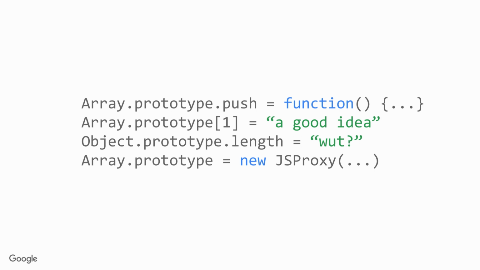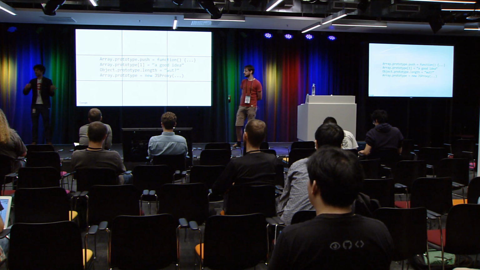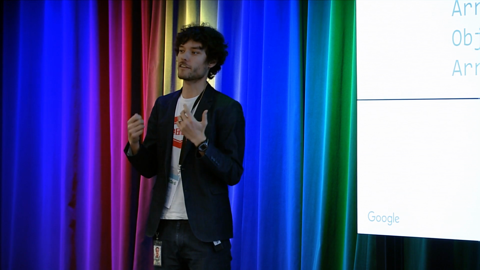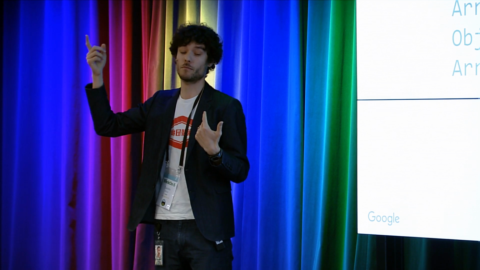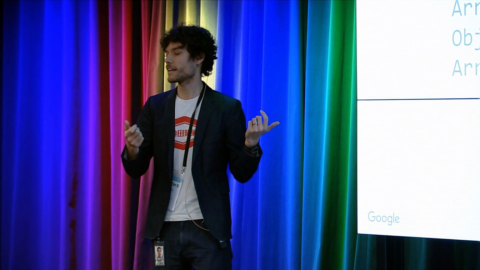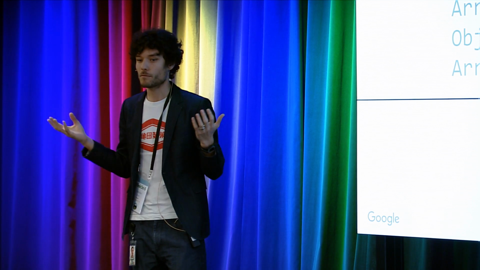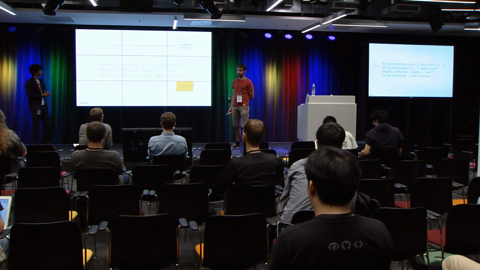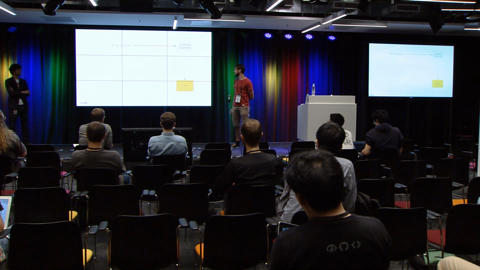This is JavaScript, so I can override the push function if I want. I can put a property 1 on the array prototype. I don't know why you would do that, but you can, which means that whenever you have an array function, it can actually look that up through the array and get the property there. I can even put the length on the object prototype, which in some cases has weird side effects. Or I can replace the array prototype altogether with something completely crazy, a JS proxy, which can control everything.